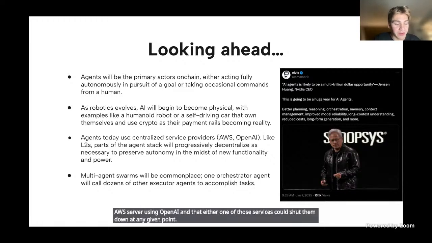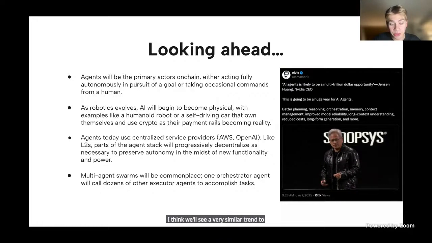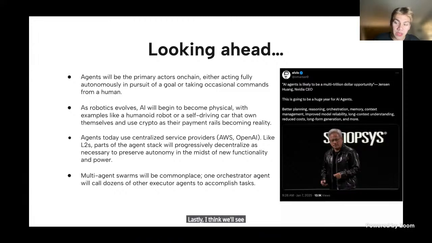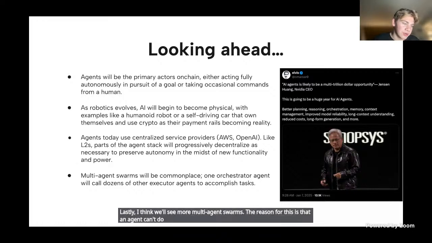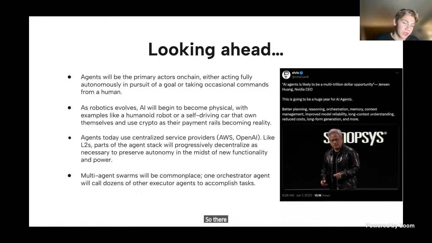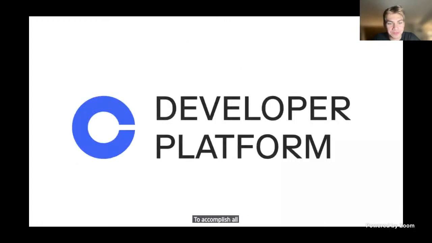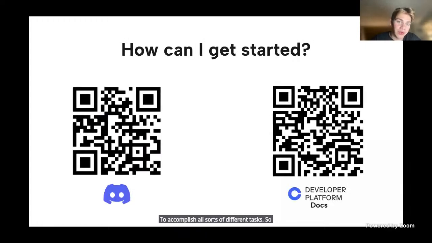I think we'll see a very similar trend to what we saw with L2s, where at first they were just very, very centralized, and they've progressively decentralized as they need to become more useful. Lastly, I think we'll see more multi-agent swarms. The reason for this is that an agent can't do literally every task you want it to. So there's lots of opportunity for an orchestration agent that calls another execution agent, to accomplish all sorts of different tasks. So yeah, that's a little bit about the Coinbase developer platform.